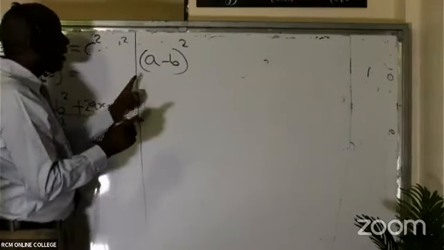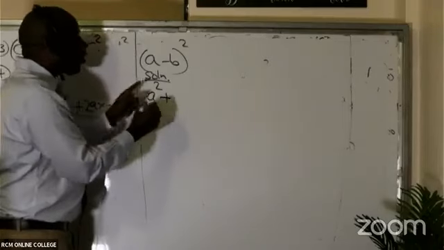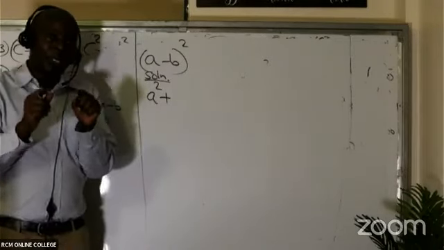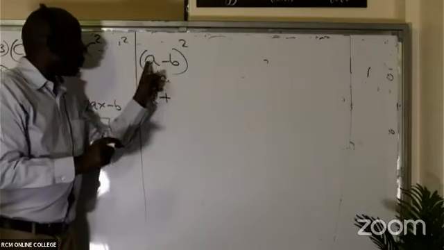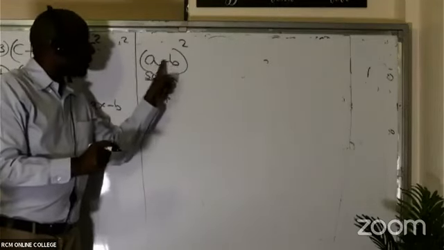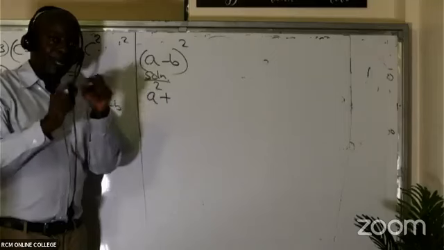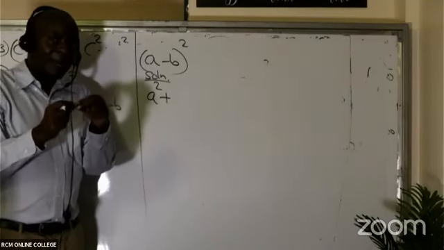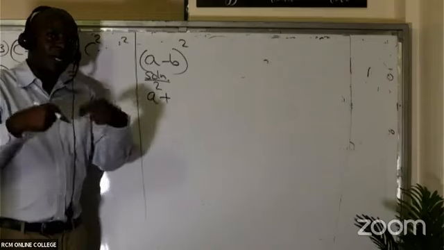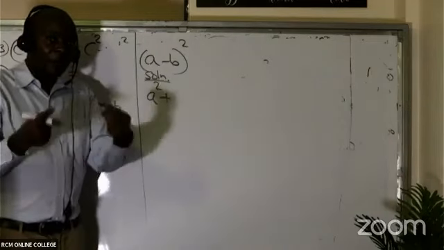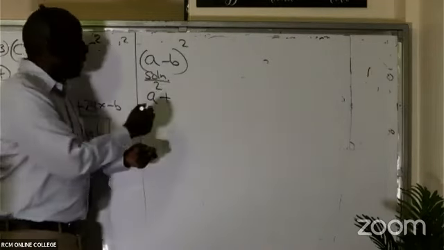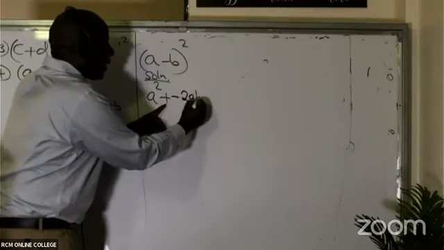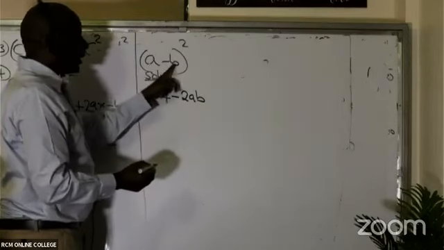Give us A squared plus the middle number. How do we get this middle number? To get the middle number, you multiply these two, which will be A times minus B, which is minus AB. But remember now you have to double. The one that you get as a result of multiplication, you must double. So it will be plus minus 2AB, because it's A and minus B.